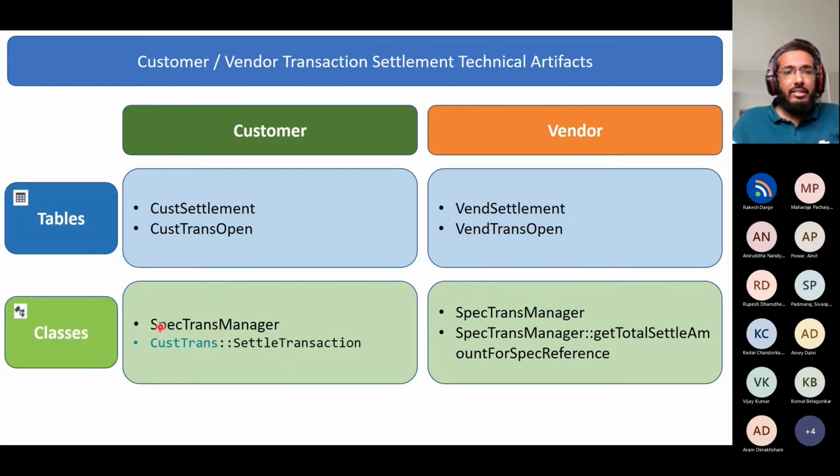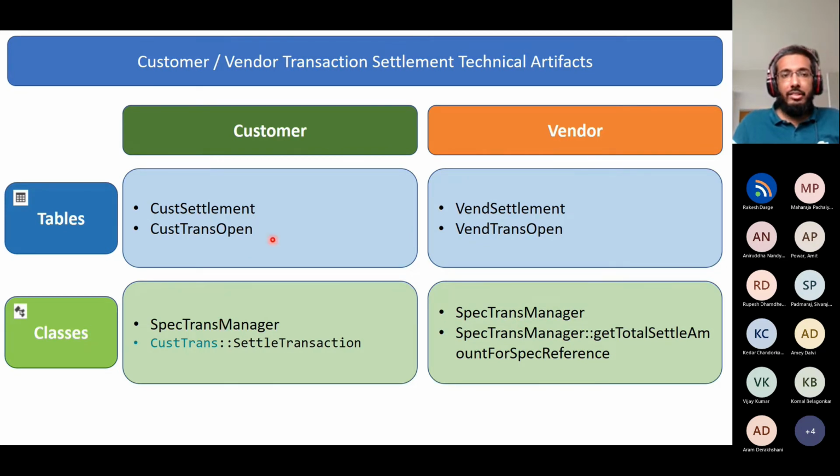And looking at the classes, we have SpecTransManager. This is the main class which plays the role of all the settlement logic. The settlement can be performed, as I mentioned earlier, either after posting of your invoicing and your payment, or when you are actually creating a payment, you can even perform the settlement, mark the record for settlement, and then do the posting. It automatically uses the same class, SpecTransManager, to create the records in CustSettlement.